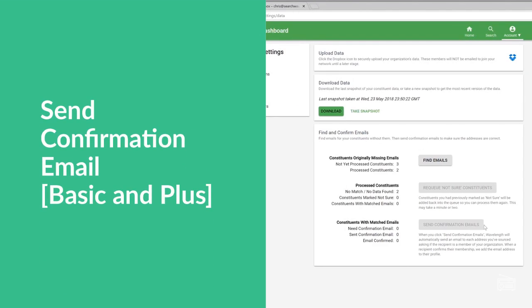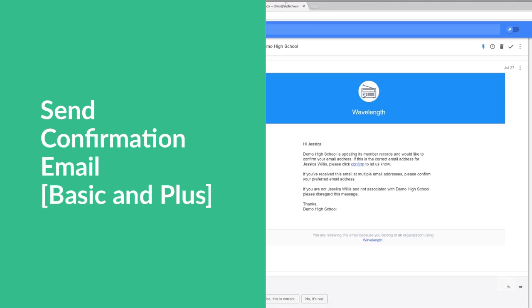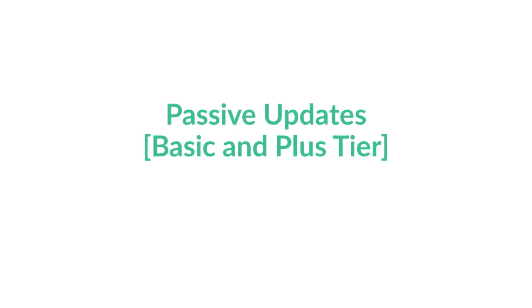When you click Send Confirmation Email, Wavelength will send a verification email to your sourced profiles. This ensures that they are correct and that users want to receive messages. When users have validated the email, it will be added to their profile. Every 6 months, Wavelength does another pull of public data so that you get the most up-to-date user data.